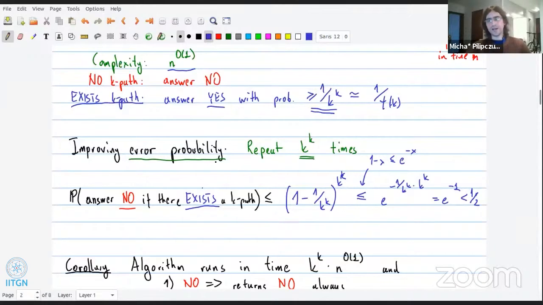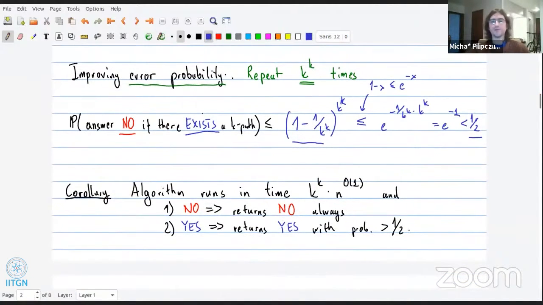Which means that now that I repeat the algorithm many times, I actually managed to decrease my error probability from 1 minus 1 over k to the power k, which is very, very close to 1, to something that is smaller than 1/2, right? So now the algorithm, if I repeat it, runs in FPT time, k to the power k times polynomial in n, because I have this many repetitions, and each of the repetitions applies a polynomial time DP. And let's observe what about the error probabilities.